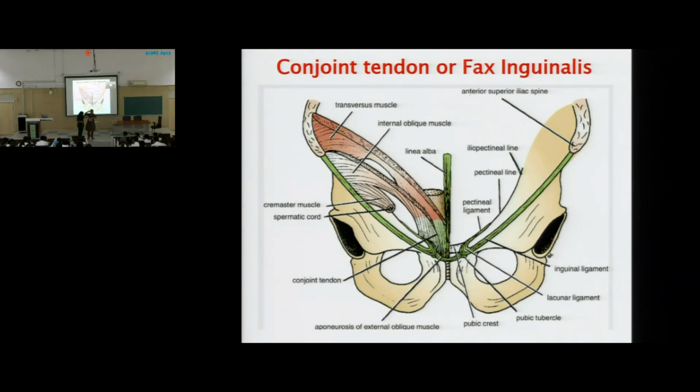This is the internal oblique, taking origin from this area. And now this internal oblique has to go to the pubic symphysis for insertion. So it is going to go like this, and then arch, and then get inserted onto the pubic symphysis. So this space is left. After that, the transversus abdominis: if the transversus abdominis originated from two-thirds as well, we would not have been able to maintain the obliquity of the canal.